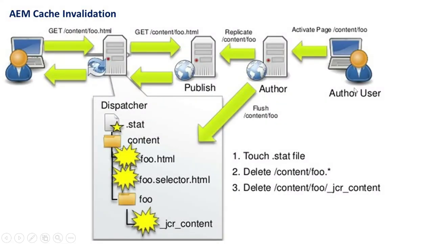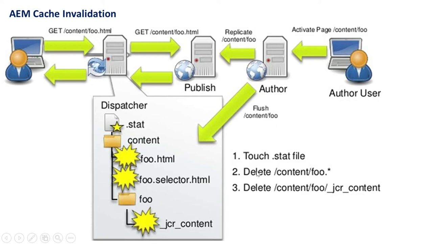This is the cache invalidation flow. If you see, the author user activates a page, then the author instance replicates that content to the publisher. At the same time, it sends an invalidation request to the dispatcher. In the dispatcher, as we discussed, there is a .stat file in the content folders. Based on the stat file level, if it is 0, only the root folder will have that file. Otherwise, based on that setting, the .stat file will be created down to that specific level.